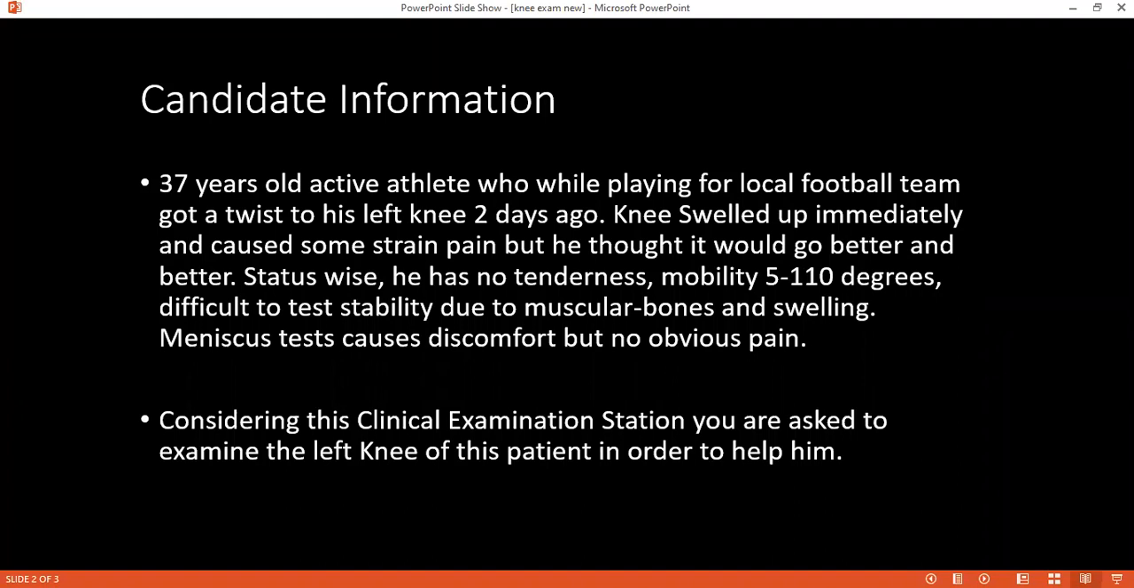You still have one minute left. Then I will assess the range of motion movements, both active and passive. Active first, and then passive for both knees, to compare both.